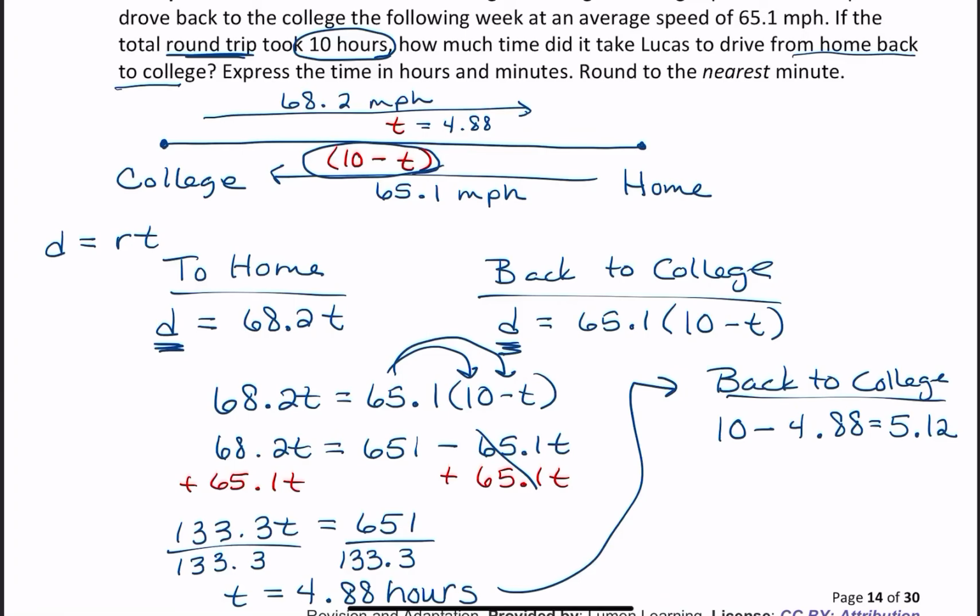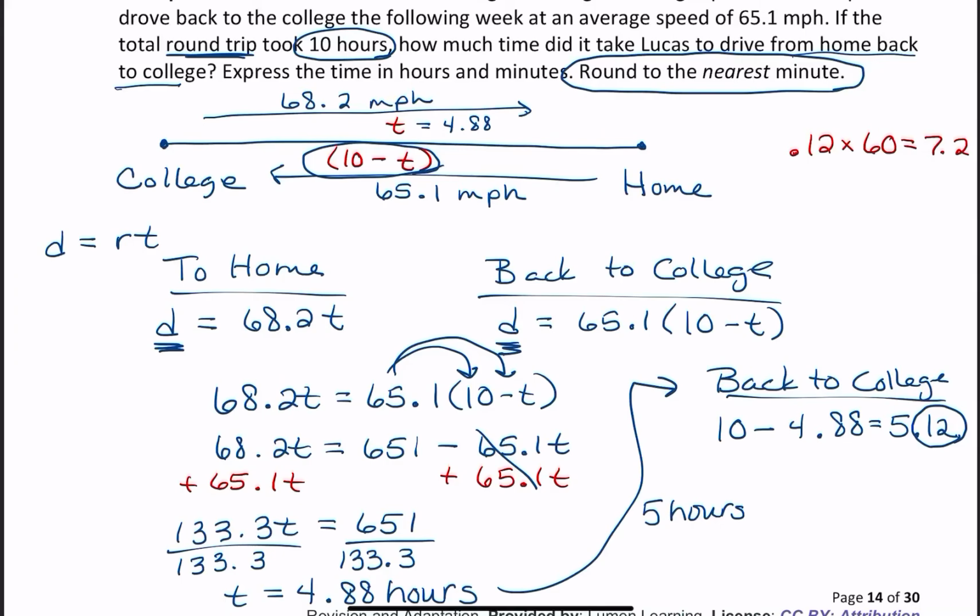Now, one more thing, and we're almost done. They want you to round to the nearest minute. So we've got 5 hours, but our .12 we need to turn into minutes. So to do that, you're going to do .12 times 60, because there's 60 minutes in an hour, which is going to give you 7.2. So to the nearest minute would be 7 minutes. So the return trip took him 5 hours and 7 minutes.